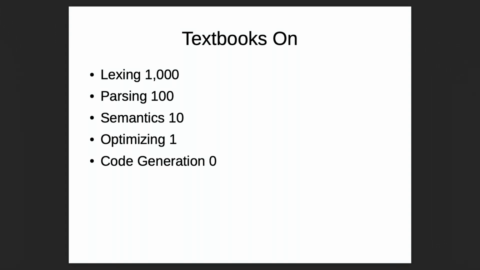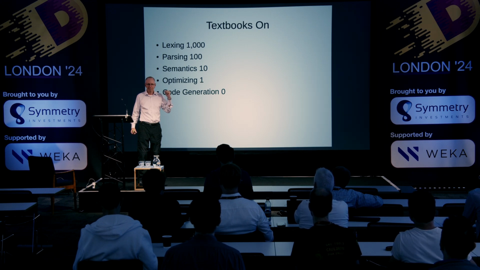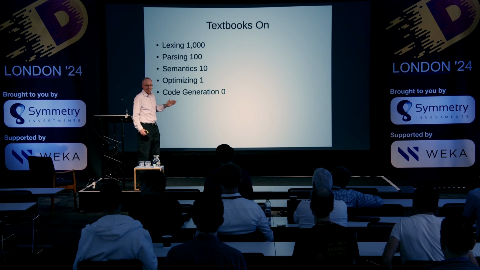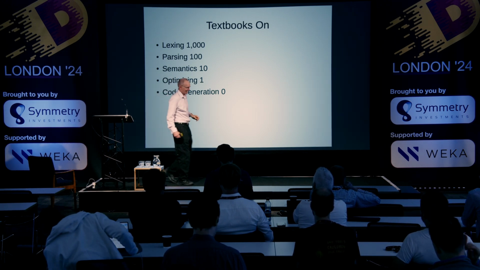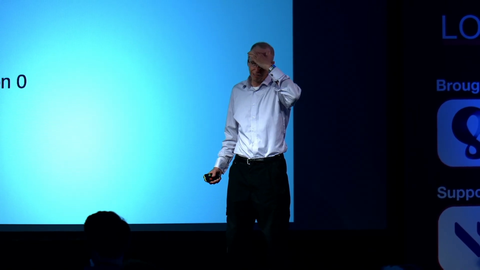If you want to learn about code generators, you're in for a lot of trouble because everybody writes books about lexing, fewer write books about parsing. It gets worse and worse until you wind up with 0 books on code generation. Now, who knows what's wrong with this slide? I made up all the numbers. But it's my general feeling that there's just no information out there on code generators. And so that's one reason why I kind of call it a black art.